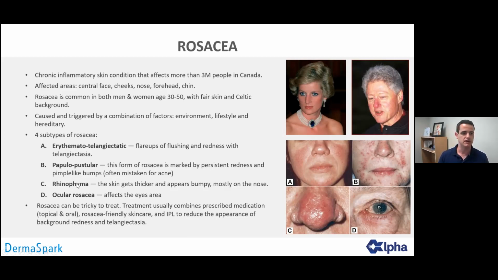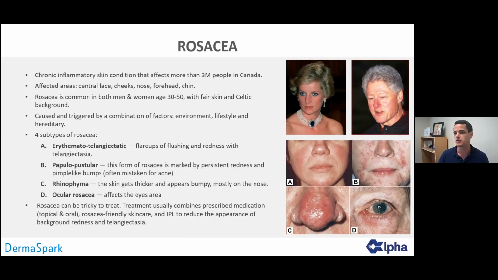The third type is rhinophyma, which is a very interesting case that affects mostly the nose. The skin of the nose gets thicker and it appears bumpy, and this is what, as you can see here, Mr. Bill Clinton is dealing with, the rhinophyma. And the last one is ocular rosacea that is affecting mostly the eye area. Now, one person can have only one type of rosacea throughout their lives, but other people can experience different types of rosacea, and they can have more than one type at any given flare-up.